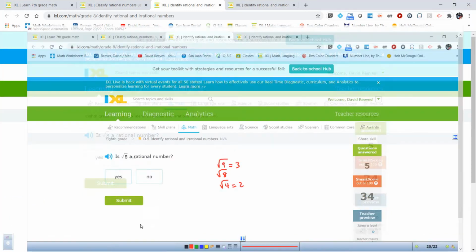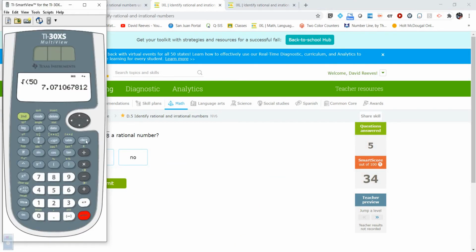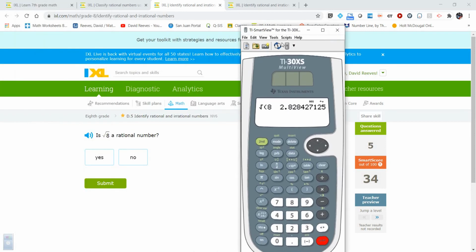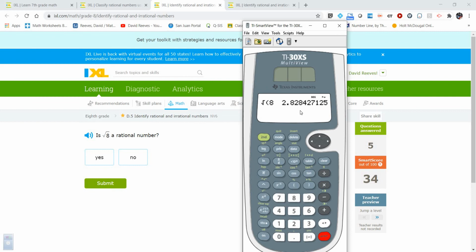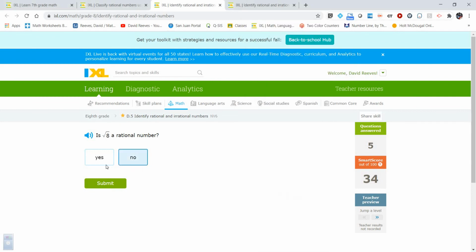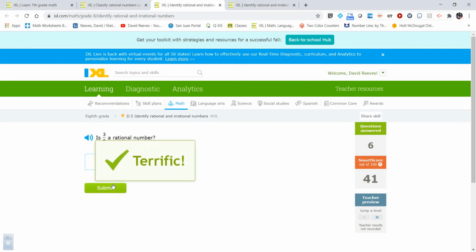But just in case you weren't sure, you can go to your handy-dandy calculator and you can find the square root of 8. And you will see that it is a long decimal. Now, it doesn't go on forever in your calculator, but it would, okay? So is it a rational number? No, because 8 is not a perfect square. All right? Is 3/9 a rational number? Anything that can be written as a fraction is rational.